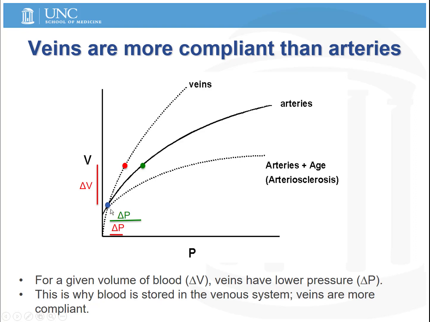And briefly, as you can kind of see here with this lower line with the flattened slope, arteries become even less compliant with age, meaning there would be an even greater increase in pressure as a result of the same change in volume in these aged atherosclerotic arteries. Compliance, as we'll see, is also important in the heart.